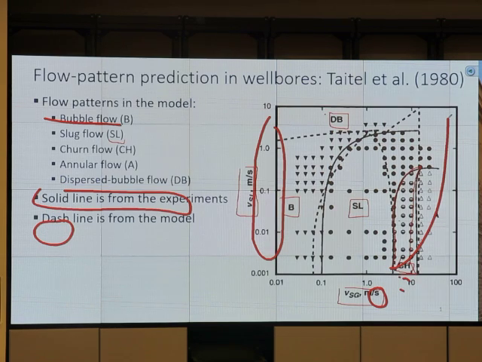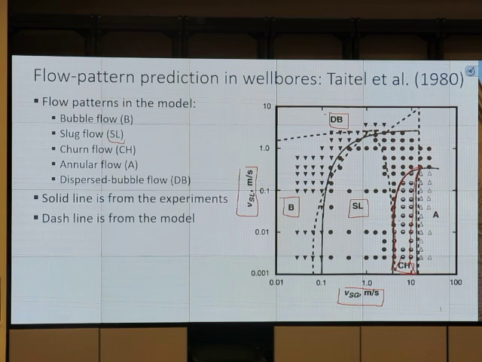Let's go back to the flow pattern map. If we put a little bit of gas, small velocity of gas, we have bubble flow, 1 bubble, 2 bubbles. But if we put a lot of gas in, bubbles collide, merge together and become slug flow, a big bubble.